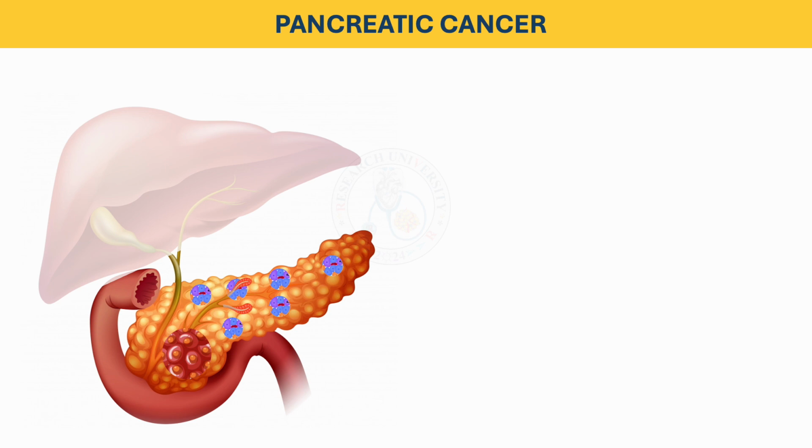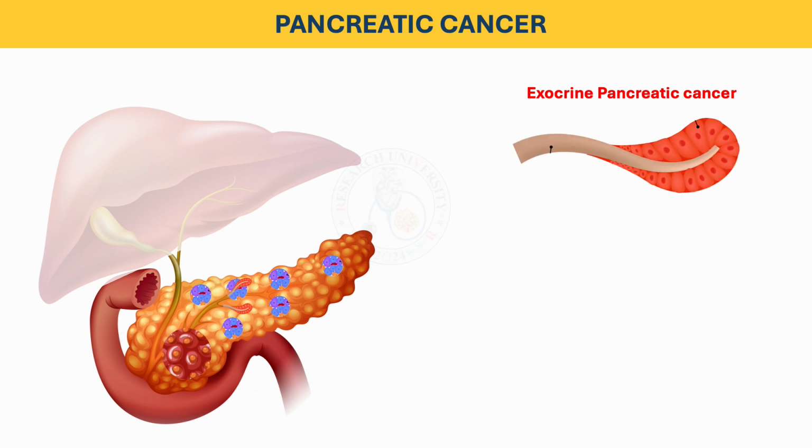Frequently, it is diagnosed late and it is leading to an unfavorable prognosis. Pancreatic cancer is mainly classified into two types. One is the exocrine pancreatic cancer, another one is the endocrine pancreatic cancer. Let's see about the exocrine pancreatic cancer.